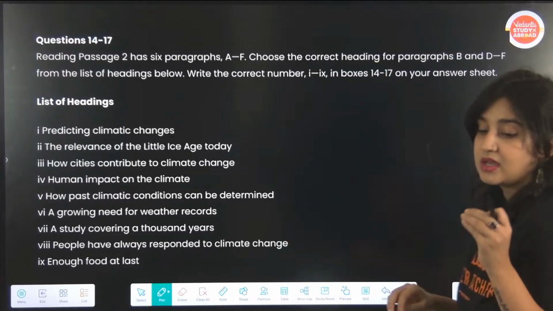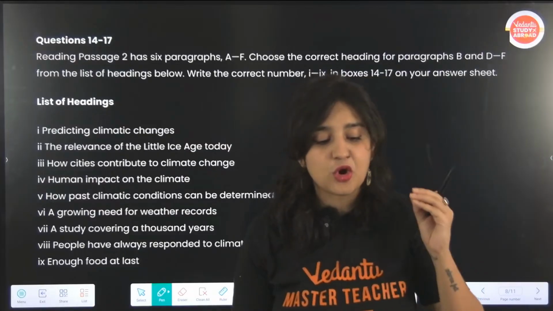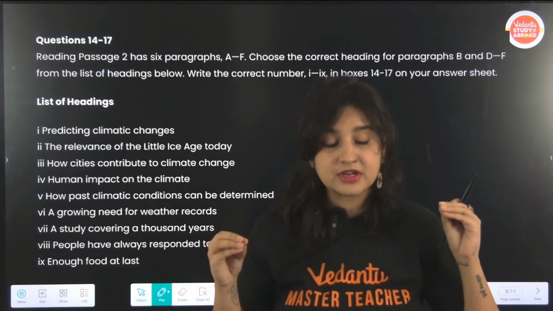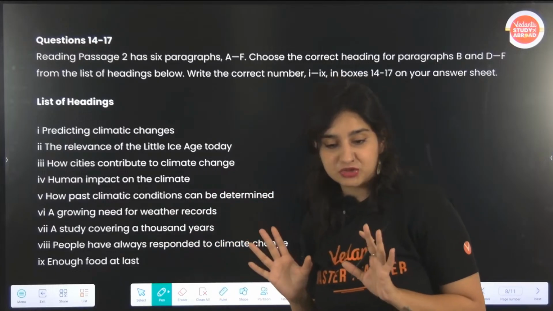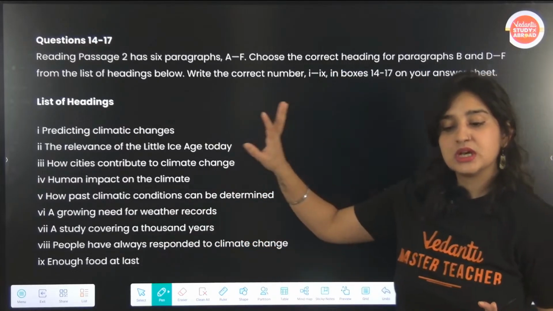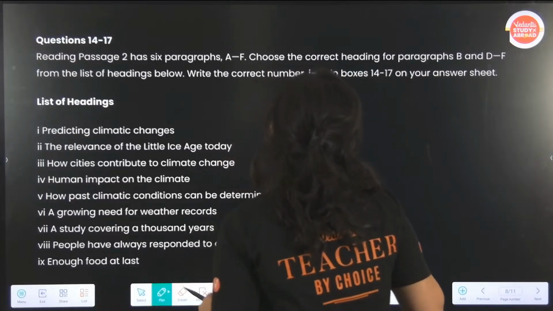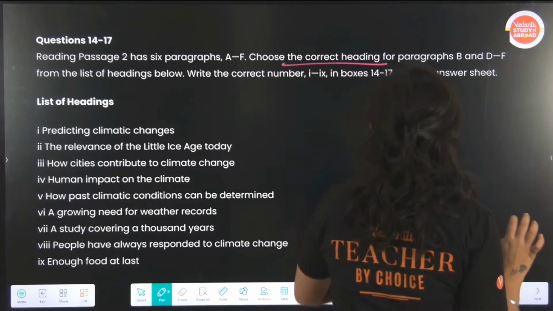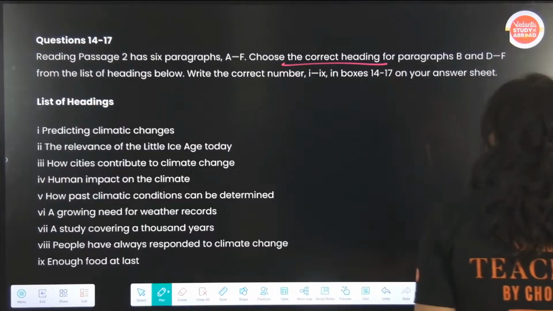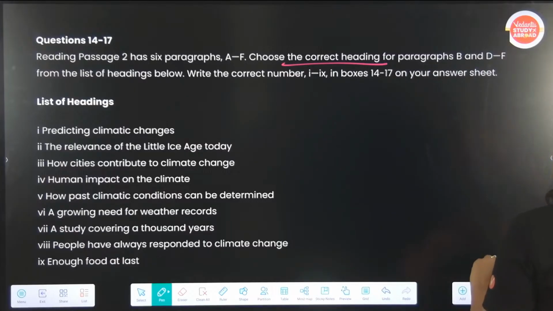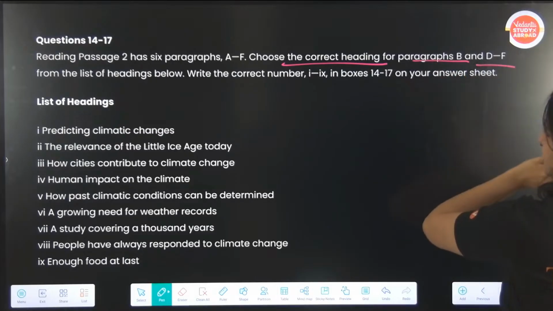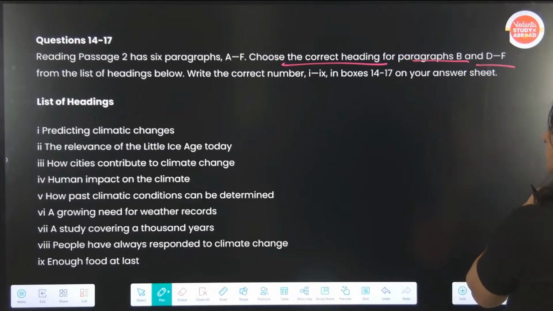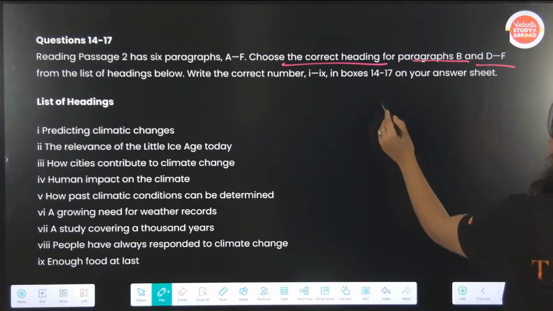What did I tell you? Every time you see that your passages, your different paragraphs are lettered, that means you will have some sort of a match question. Okay? So here's your match question. Choose the correct heading for paragraphs B and D to F from the list of headings below. Write the correct number in the boxes. Okay. So you need it for these 4.